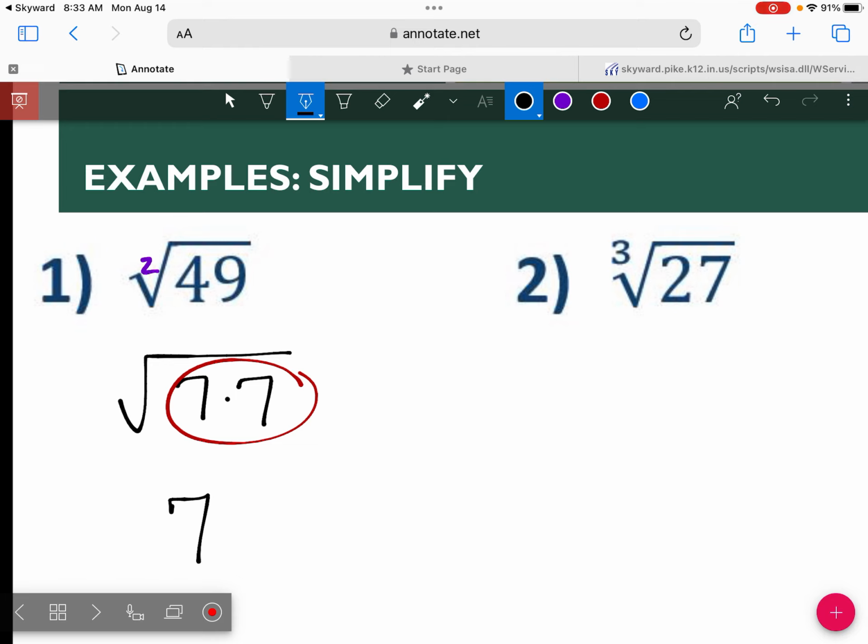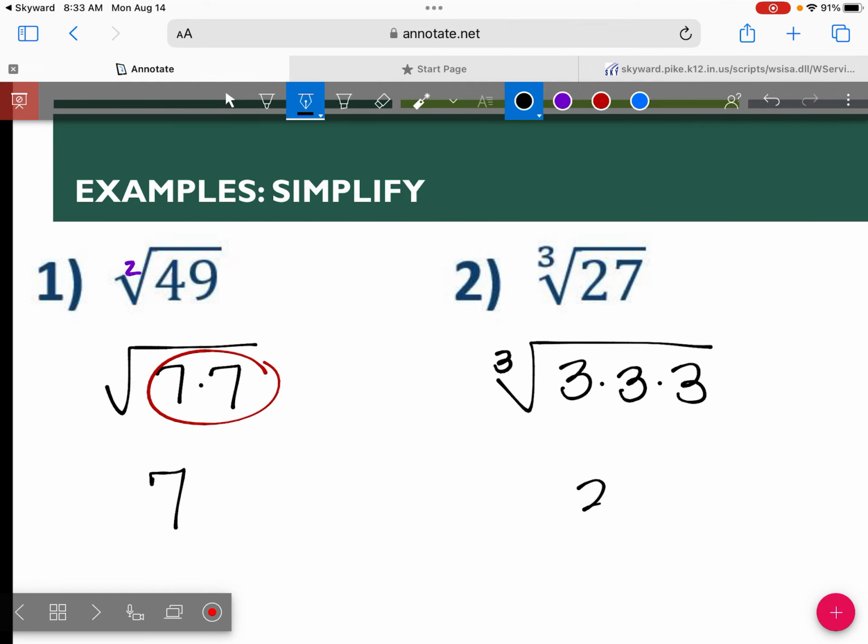Okay, so we can stop there. These are called perfect cubes, and of course they continue. So 27 is a perfect cube. So the cube root of 27 can be written as 3 times 3 times 3. And because I have a group of 3, it simplifies to just 3.